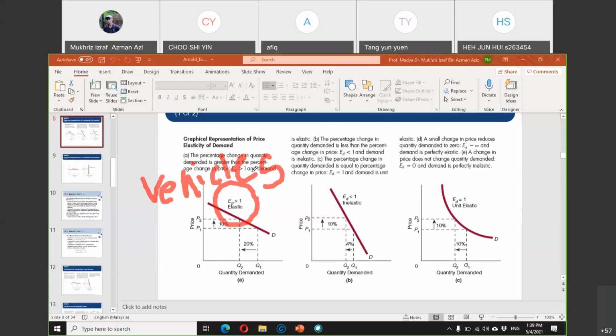So maybe a small drop in price will cause an increase in demand bigger than the percentage change in price. So that means that the product is elastic. The demand is elastic.